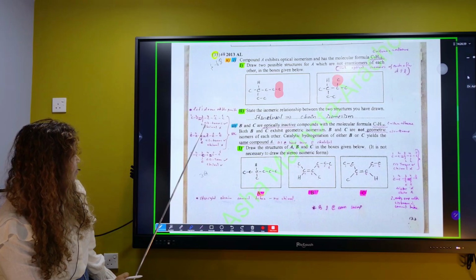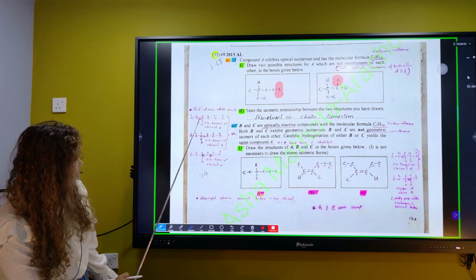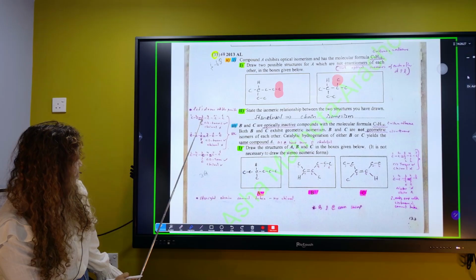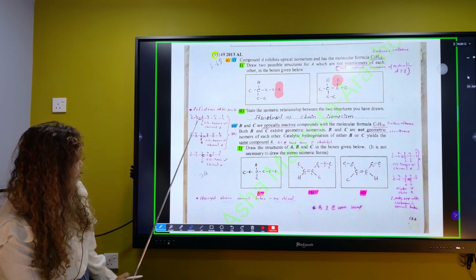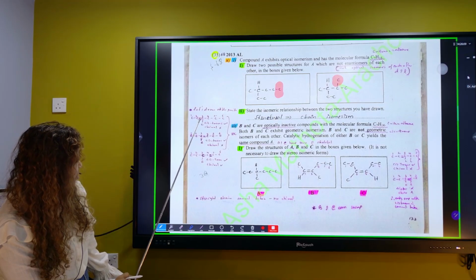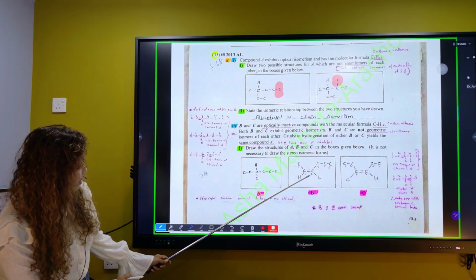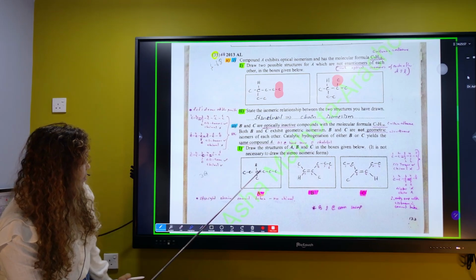You can draw any one, I just drew one. No optical isomerism means it has to attach to this middle carbon. Then the possibilities are these two. The double bond is in between 2 and 3, or the double bond is in between 3 and 4. This actually is the A. This actually is the same A.